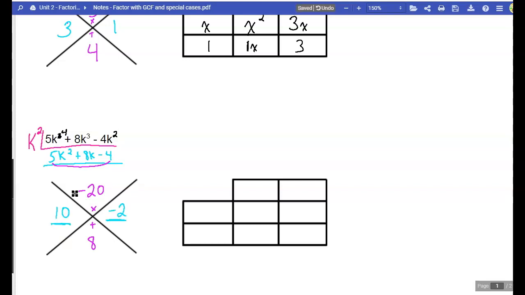All right, I'm going to have you go ahead and finish this problem. Now, when you go to select the answer, be sure to remember to put k squared out front. K squared must be out front of your answer.